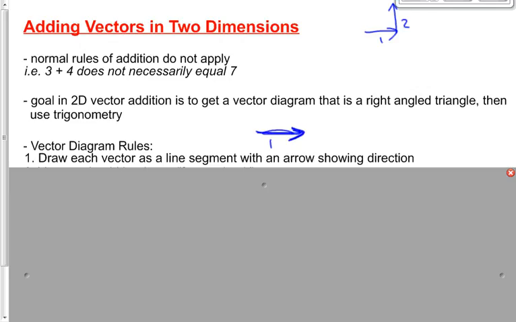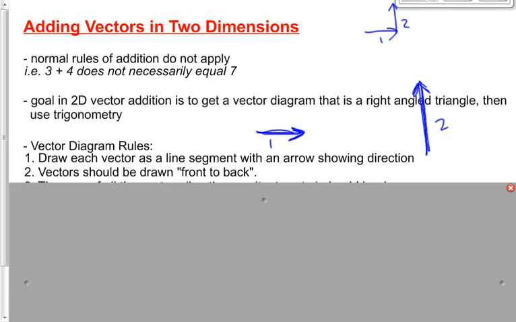If we had 2 upwards, then we had a line segment with an arrow pointing upwards. Notice the line segment that's 2 is about twice as long as the one that's 1. We should also draw these vectors to scale as much as possible, at least. So we need to physically take out a ruler, but draw it as much as possible to scale. Now we got to put these vectors together.